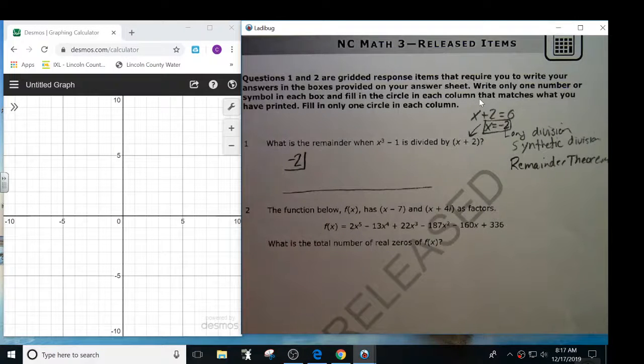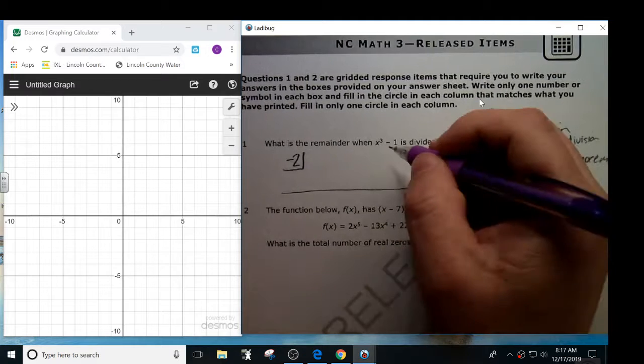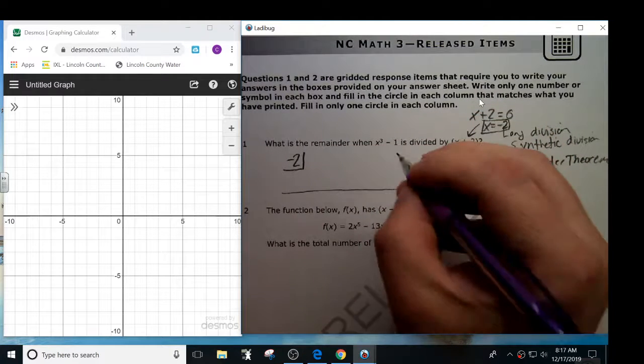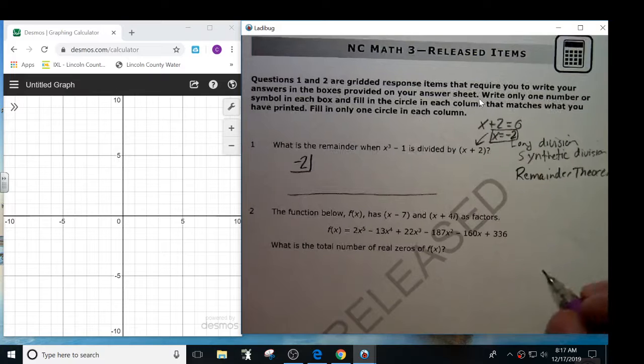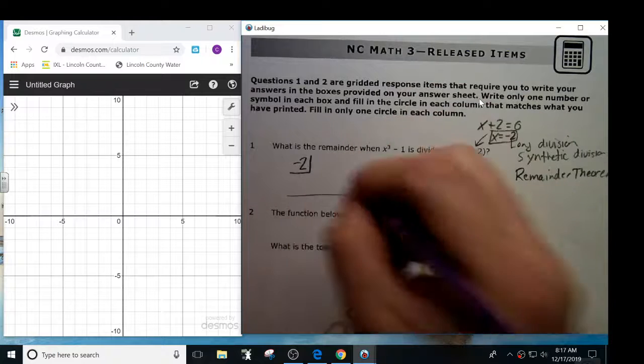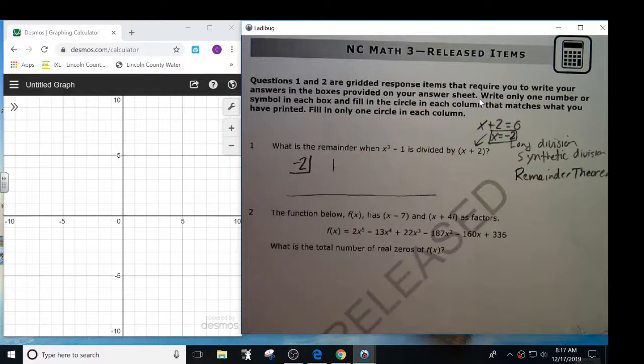All right, so you're gonna have to skip some. You're gonna have to fill in some powers now. So guys, if you got x cubed minus 1, you're missing an x squared term and you're missing an x term. All right, you got your constant and you got your x cubed. So now that's going to be 1 x cubed.